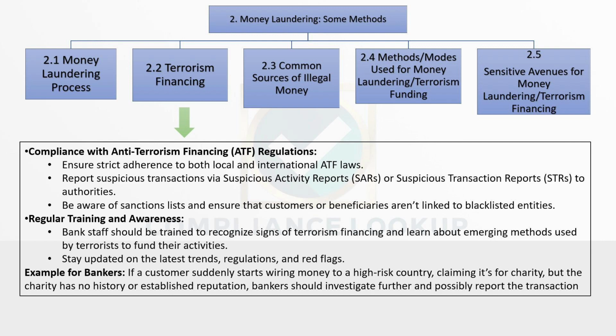the authorities. A real world example of this occurred in 2019 when a series of suspicious transactions involving donations to non governmental organizations (NGOs) in conflict zones were flagged by a bank, leading to an investigation that uncovered terrorist financing through fake charity fronts. In this case, the timely intervention of the bank's compliance team prevented further illegal transfers. By following these procedures, banks help prevent funds from reaching terrorist groups and protect the integrity of the financial system.